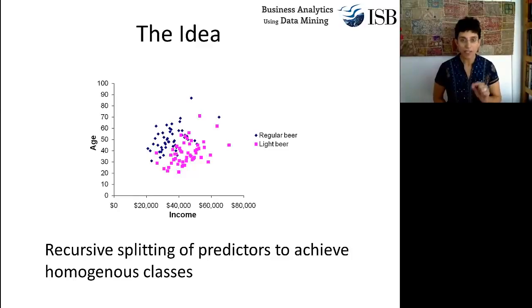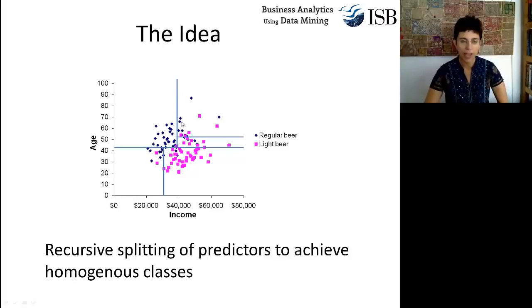And it looks for splits on the predictors that create homogeneous groups in terms of having a majority of either regular beer drinkers or light beer drinkers. The tree will create multiple splits, such as these here, where in some of the rectangles we have a big majority of, say, regular beer drinkers, whereas in others we have, again, a majority of light beer drinkers. So we're trying to create areas in the predictor space that has mostly one of our classes of interest.